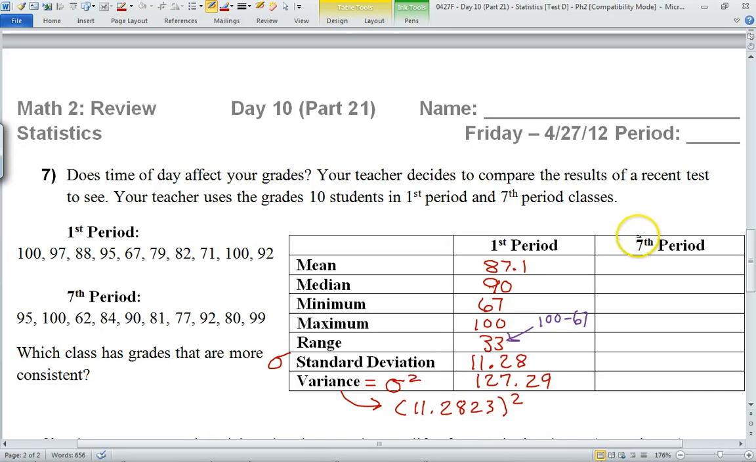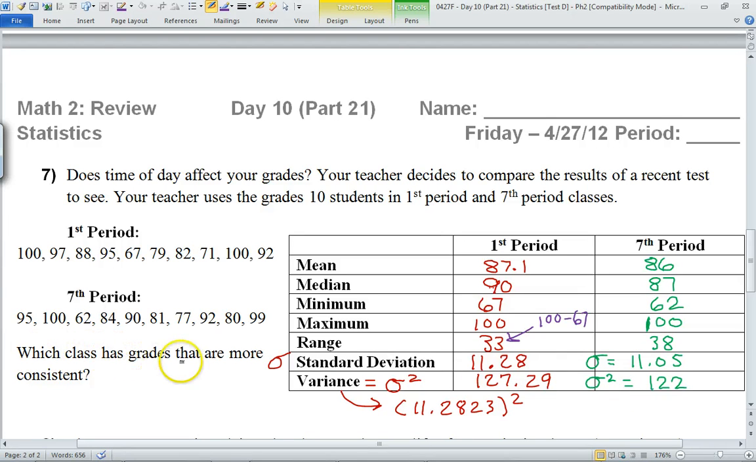Now, off camera, I'm just going to get all the information for period 7 right now. Alright, so here's the data from 7th period. So if you did this on your own, just double check your work and make sure everything's correct.